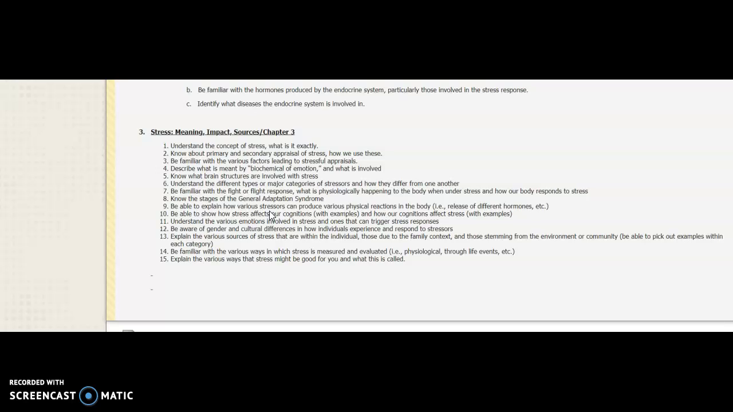So we're going to be looking at what's been termed the biochemicals of emotion, what's involved in that when we're feeling something, what's happening at the biochemical level in our body. And then what brain structures are involved with that. Like when signals of stress get sent within the body, where do they go? How do they affect the body? How do the body systems interact with one another, right?